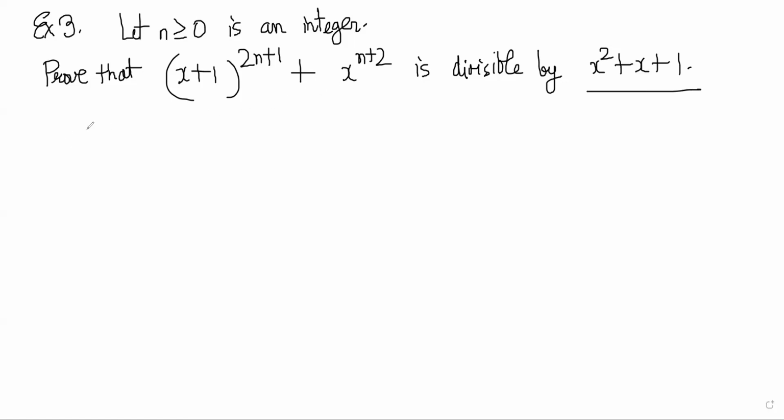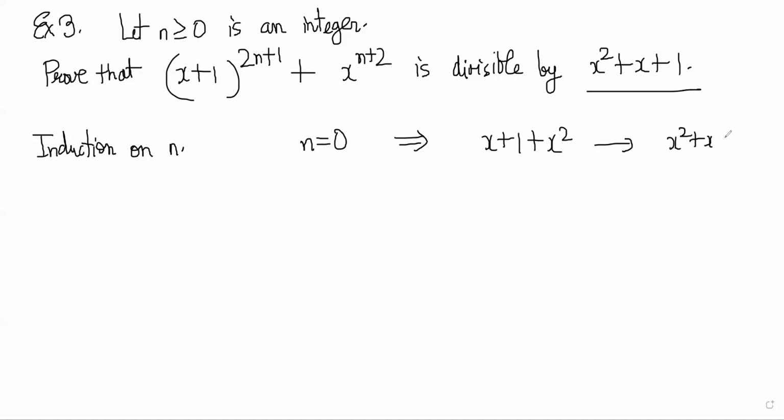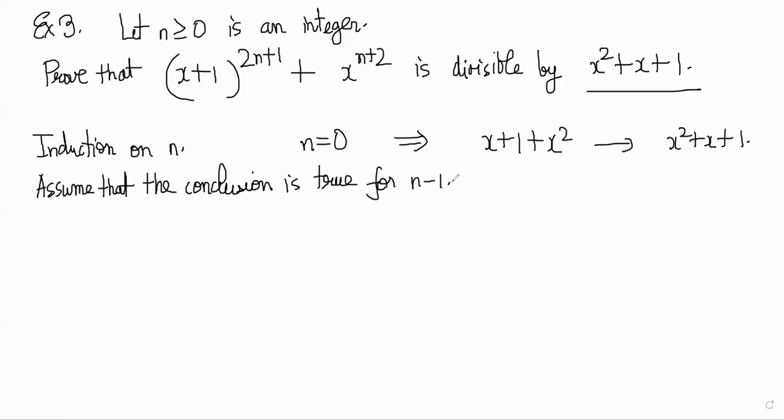So the way we do this is by induction on n. We can easily check when n is equal to 0, the conclusion is obviously true because you have x plus 1 plus x squared, which is obviously divisible by x squared plus x plus 1, right? So we will assume that the conclusion is true for n minus 1.